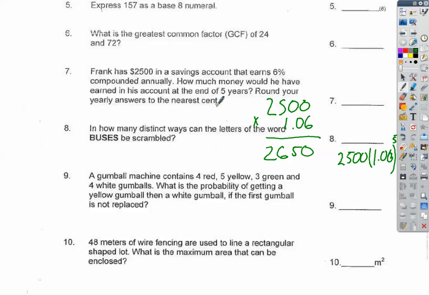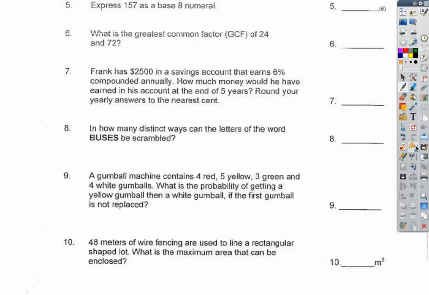How many distinct ways can you scramble the letters of buses? Well, buses has 1, 2, 3, 4, 5 letters, and it has 2 repeats. So it's divided by 2 factorial. So this is going to be equal to 5 times 4 times 3 times 2 times 1, over 2 times 1. These cancel out. So here's your 20 times 3 is 60. Number 9.